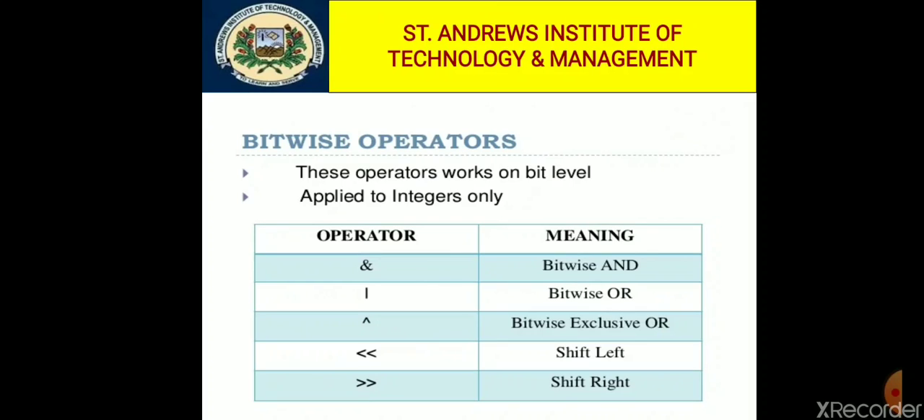We have multiple operators like bitwise AND, bitwise OR, bitwise exclusive OR, shift left, shift right. These operators are applied to integers only because we are talking about bit level or bitwise operations. Bits are what? In computer language we have only two bits, 0 or 1. So these operators are applied to integers only. These operators are not applicable to float or double.